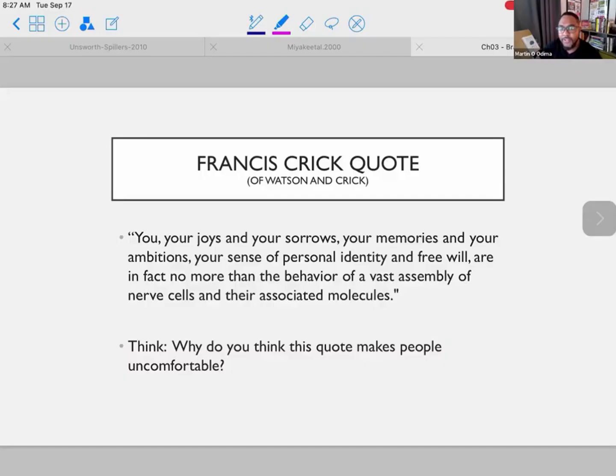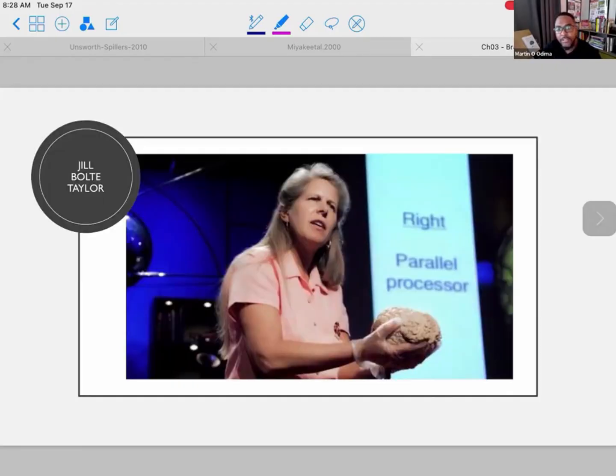I think this quote is interesting because it challenges our perception of free will and also consciousness. Do we really have choices in the things that we do if our brain structure is the way it is? And does the way that our brain structure is made up influence our decisions on a daily basis and for our whole entire lives? So you'll see linked in the slide is a TED Talk by Jill Bolte Taylor.